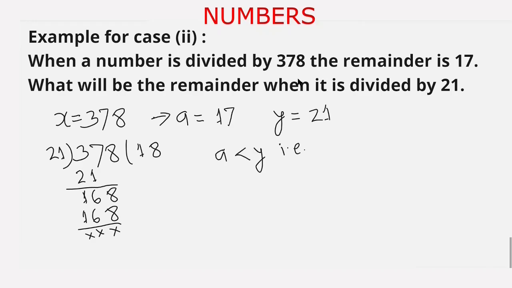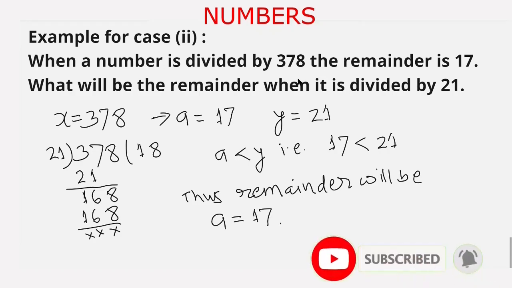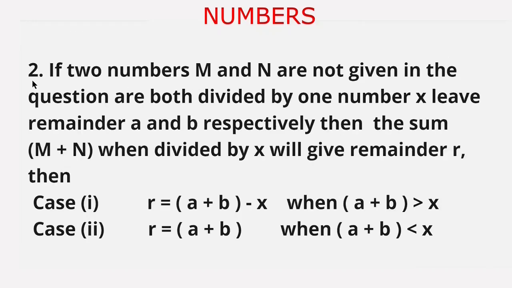Now here a is less than y, that is, 17 is less than 21. Therefore, when the unknown dividend is divided by 21, the remainder will be 17 itself. Thus the remainder will be a itself, which is equal to 17. This way we can find the remainder when the dividend is not given and the first divisor x is a multiple of the second divisor y.